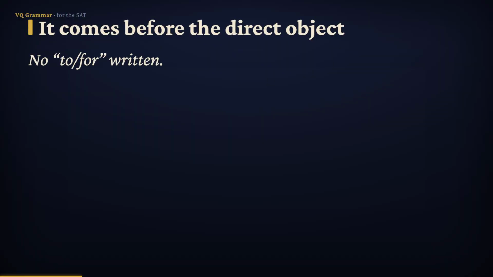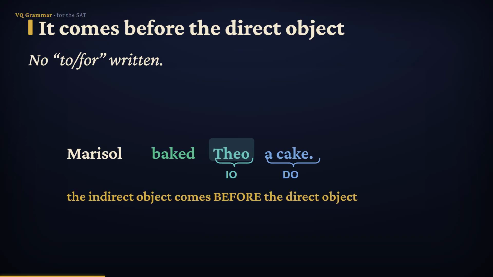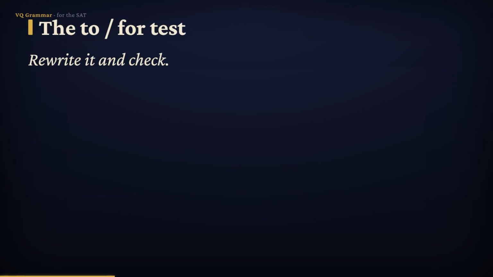Watch what happens when we add one. Marisol baked Theo a cake. Baked for whom? For Theo. So Theo is the indirect object, and a cake is still the direct object. Notice the order. The indirect object, Theo, comes before the direct object, cake, and there's no to or for written in front of it. Here's a reliable test for the indirect object.